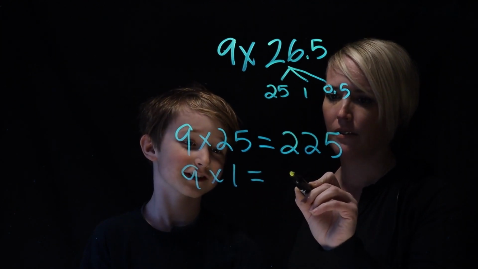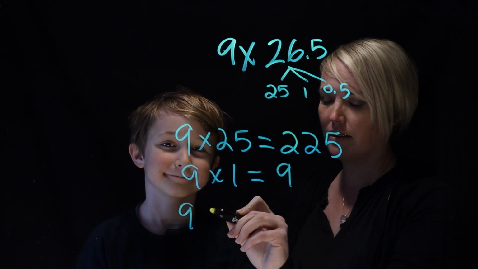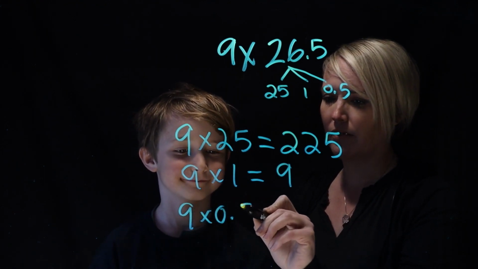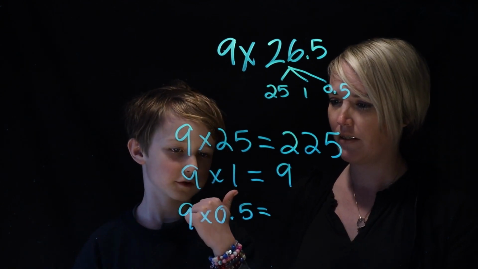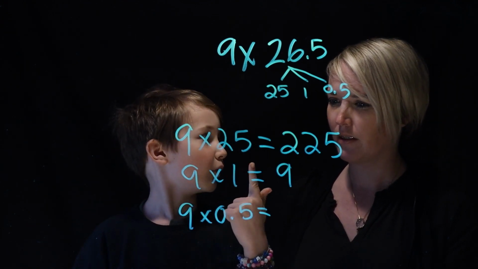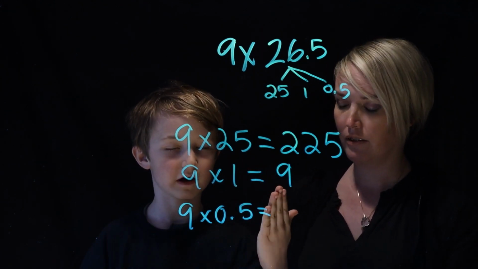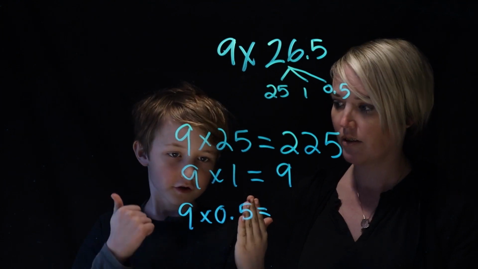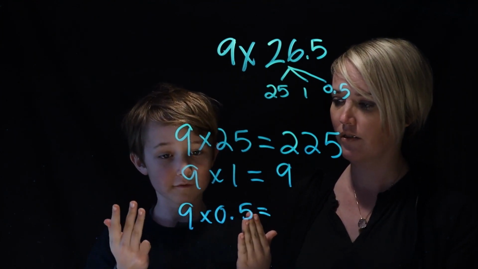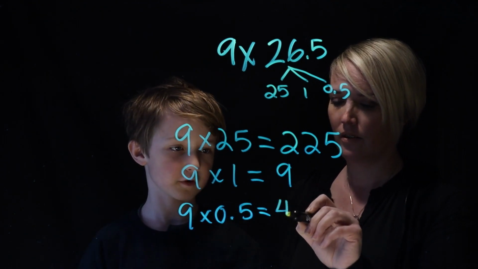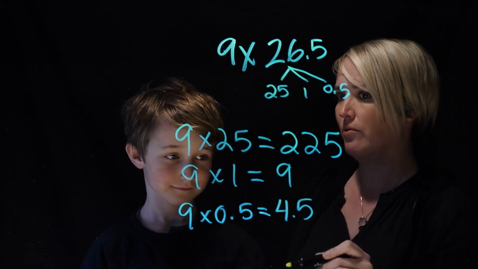Okay, and then 9 times 1, that's pretty easy, isn't it? 9 times 1 is equal to 9. And then 9 times 0.5, what's that equal to? Well, let's do 0.5, then 1, 1.5, 2, 2.5, 3, 3.5, and then 4, 4.5. So it's equal to 4.5. Or it's just half of 9, right? And half of 9 is 4.5.